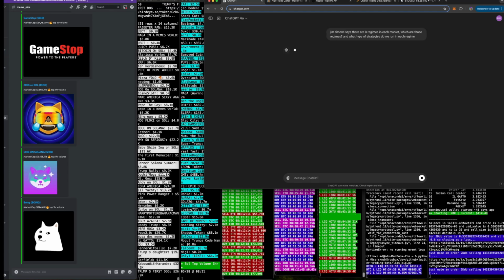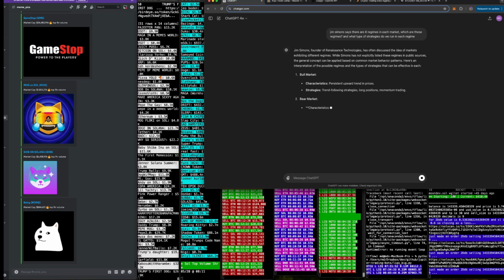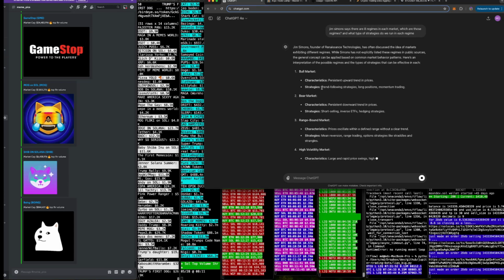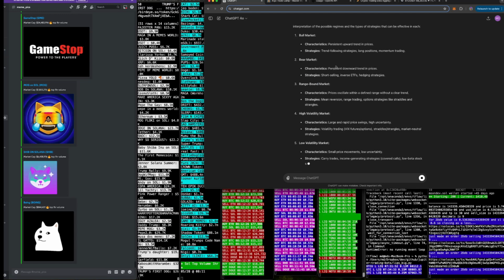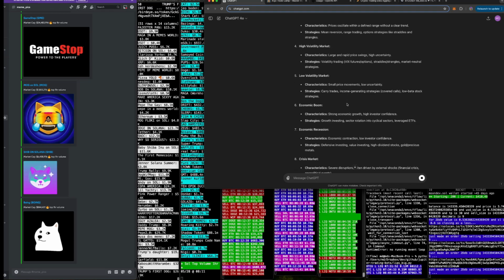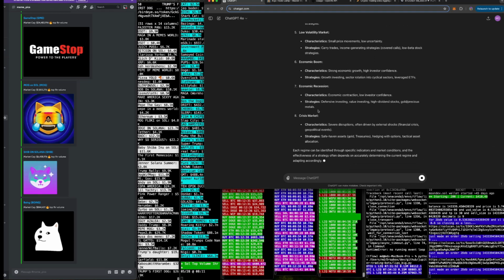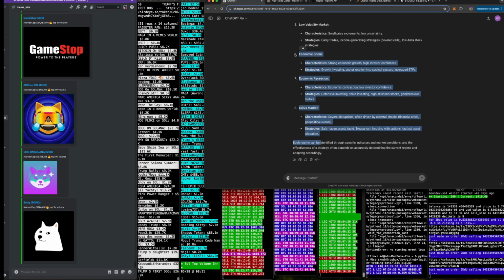Okay, so today we're going to be building breakout bots, and those would be typically good for trending bull market regimes, in my opinion. You can see trend following strategies for a bull market, bear market, range bound market, high volatility market, low volatility market, economic boom, economic recession, and crisis market. Okay, so let's see here.